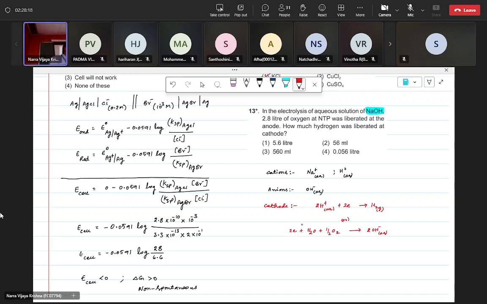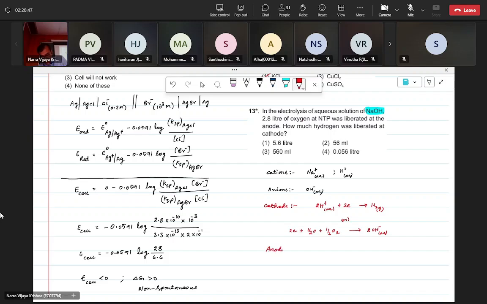Can I write in this way? Gain of electrons, right? It means I am taking oxygen, but there is no oxygen present in the solution. How will I take it? This is no doubt nothing but a reduction reaction only. But there is no O2 in the reaction. O2 will be liberated, O2 will be generated at the anode.